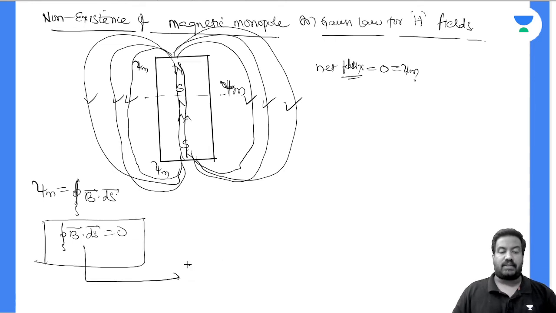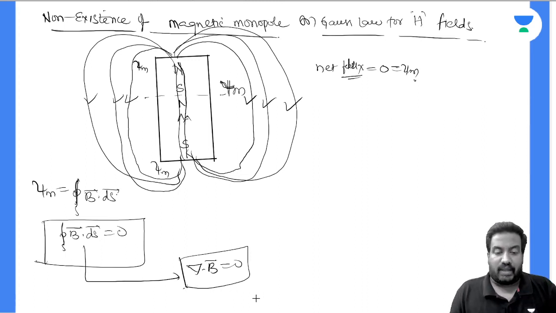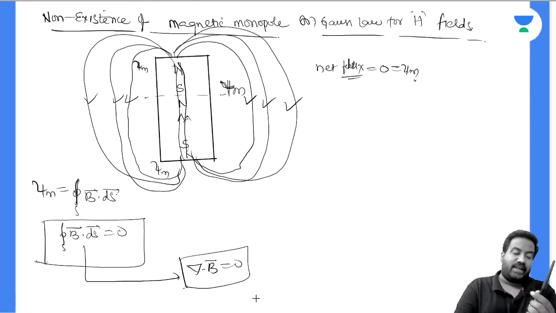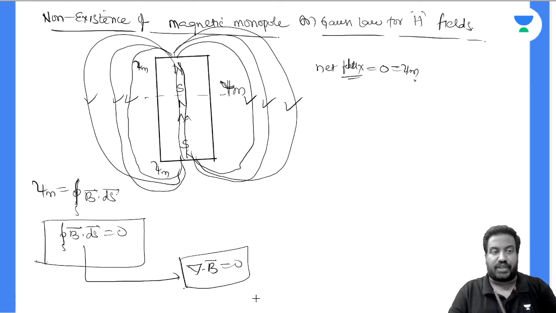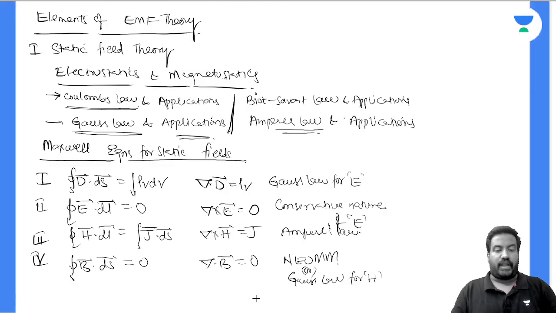Applying divergence, del dot B is equal to 0. Static magnetic field is a divergence-less field. B is a divergence-less field. It is a solenoidal field. Its divergence is 0. Got it? These are the four equations.